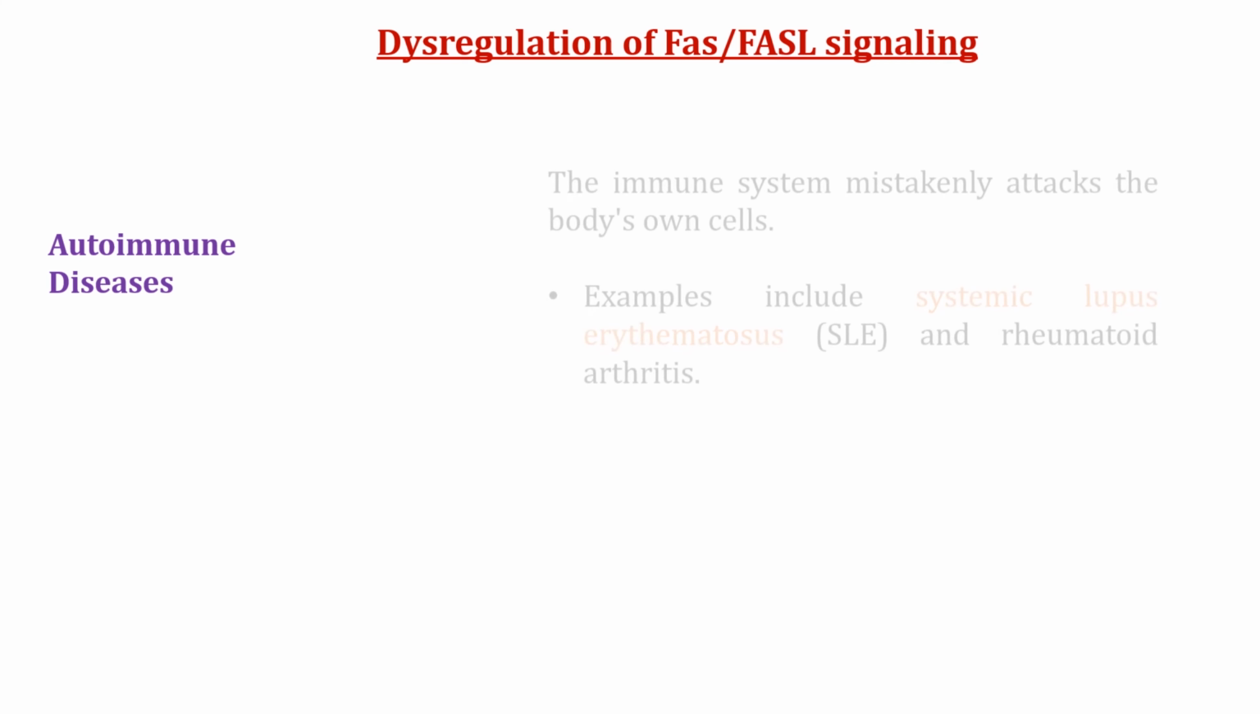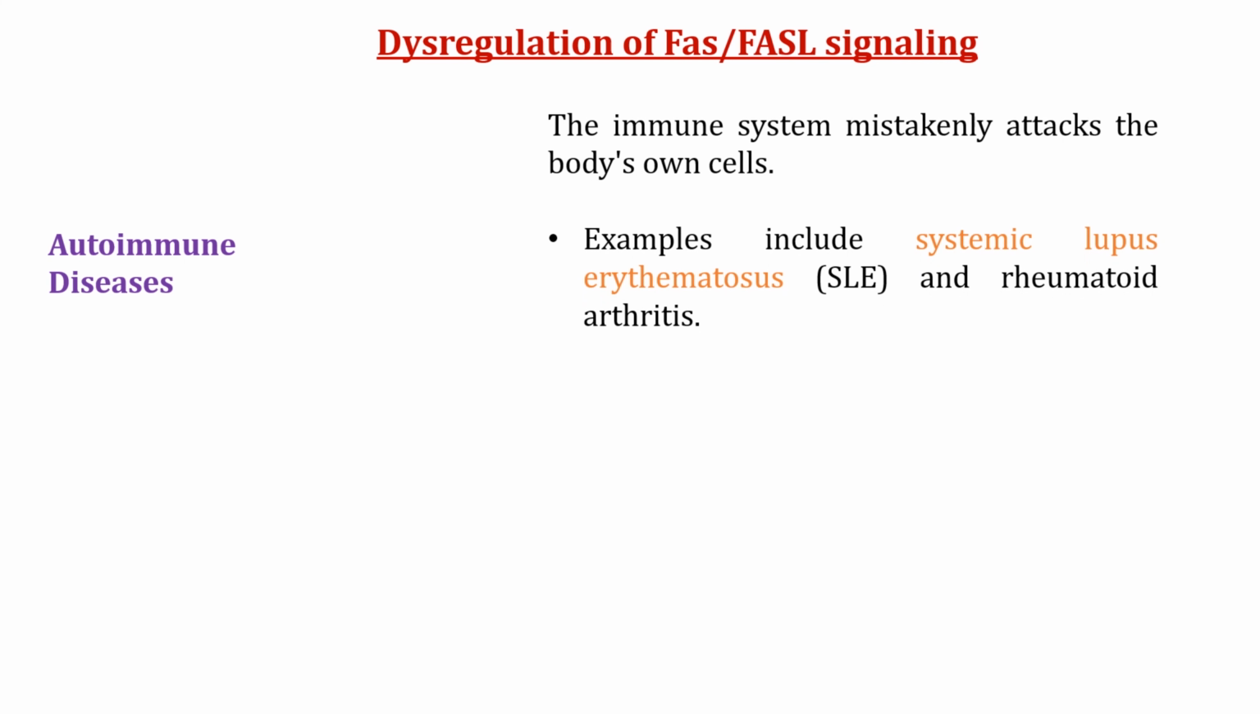Now, the regulation of Fas, FasL signaling. So Fas and Fas ligand mediated cytolysis plays a crucial role in various physiological processes, particularly in the immune system. Okay, so dysregulation of Fas, FasL signaling has been associated with several diseases. Here are a few diseases. First is autoimmune disease. Okay, so in this defect of Fas, FasL mediated apoptosis, the immune system can mistakenly attack the body's own cells.